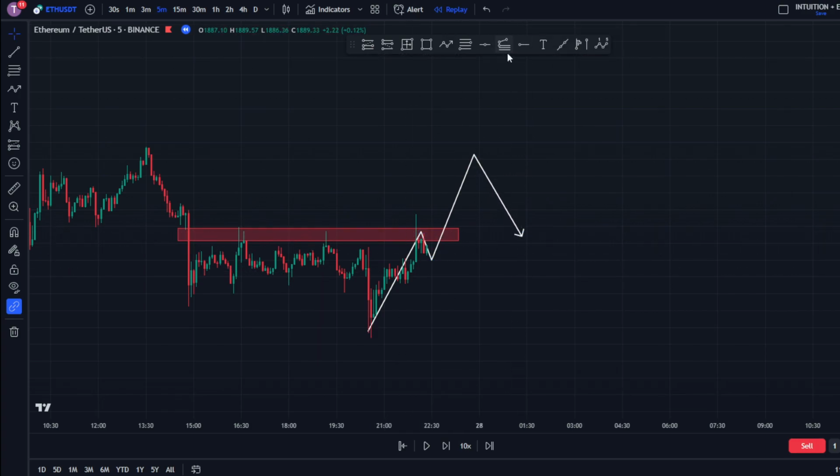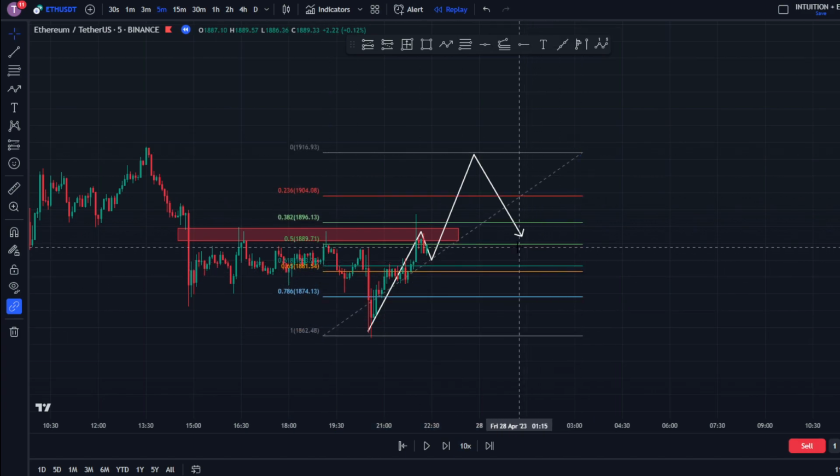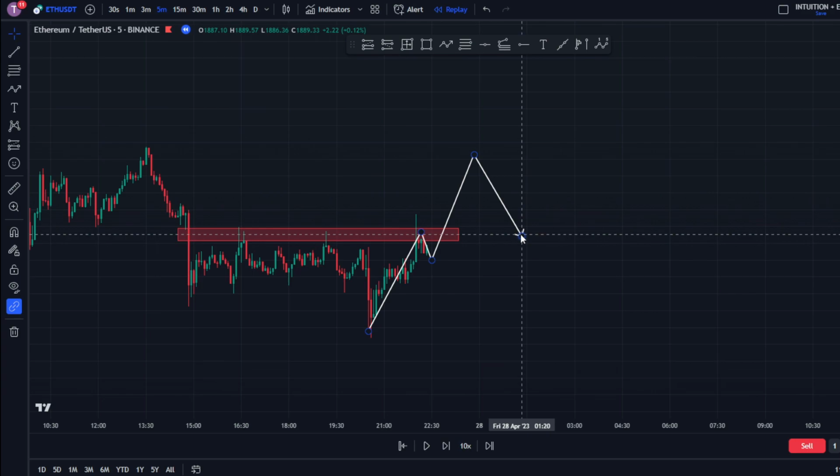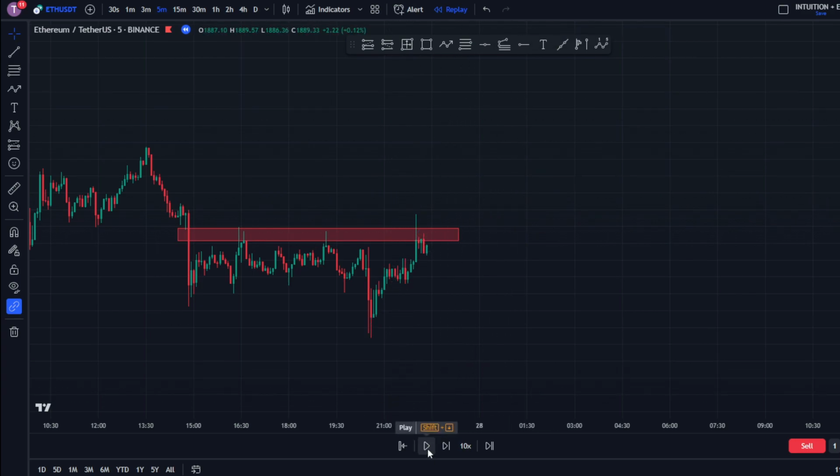And what you do is you draw the Fibonacci from the bottom to the top, and you wait for the pullback to either the 0.5 or the 0.618 level. So let's watch how the price action plays out.